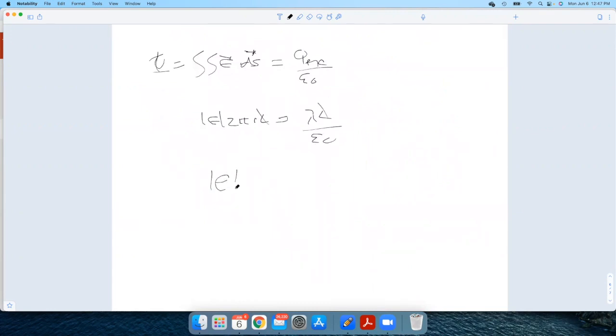Well, look what happens. The L cancels out. And I get the electric field from a line of charge is lambda over 2 pi epsilon naught, and it points away from the line.